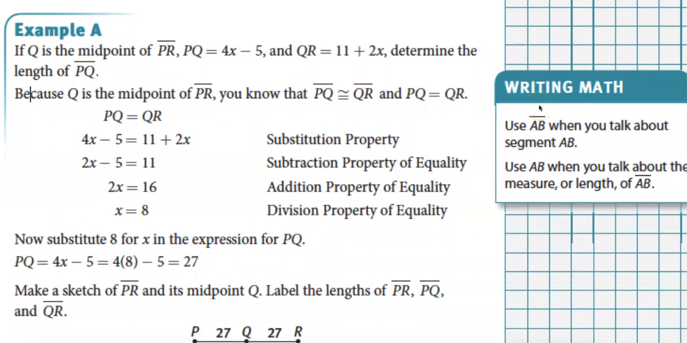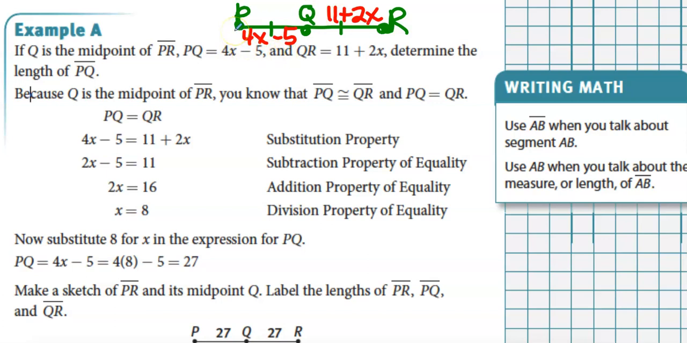It says Q is the midpoint of PR. So you know me, I'm going to draw a sketch first. PR are your endpoints. Q is the midpoint, so I'm going to go ahead and make these tick marks to show they're the same. I'm going to label my picture. PQ is 4x minus 5. So the first part is 4x minus 5. The second part is 11 plus 2x. And it wants me to find the length of PQ.